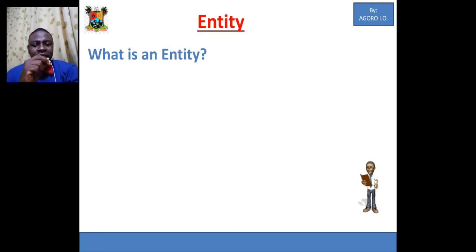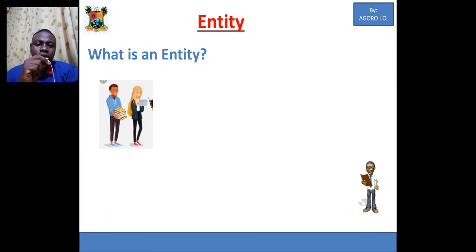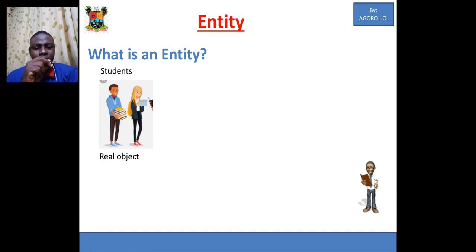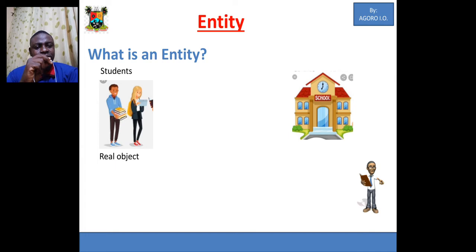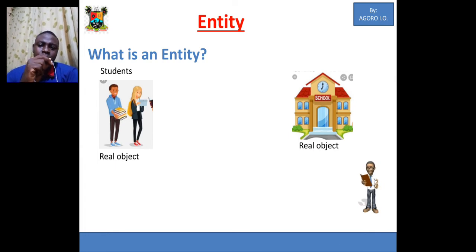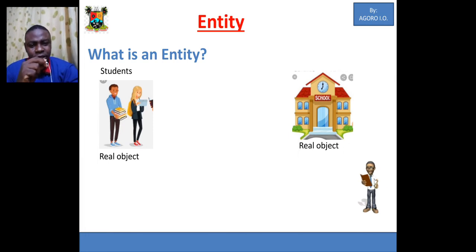What do you understand by an entity? Before I give the definition of entity, I would like to show you 2 images that represent real objects. This image represents students and it is a real object. This is another image that represents school. This is also a real object. So when you look at students, they serve as real objects. And these students have attributes. They are features. And features are also attributes.